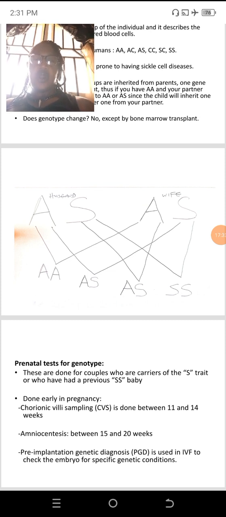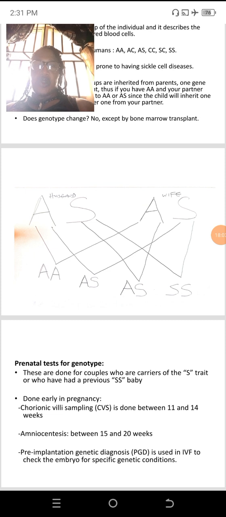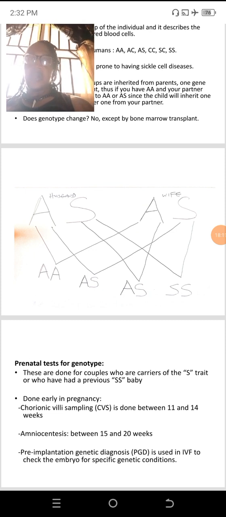The first one is called chorionic villi sampling, and it is done between 11 and 14 weeks of pregnancy. Then amniocentesis, this is done between the 15th and 28th weeks of pregnancy. And there's a third one called pre-implantation genetic diagnosis, which is used in IVF. However, these tests are very, very expensive. As at last year, I know that the chorionic villi sampling and amniocentesis go for over 800,000 naira. I don't know how much it costs currently.